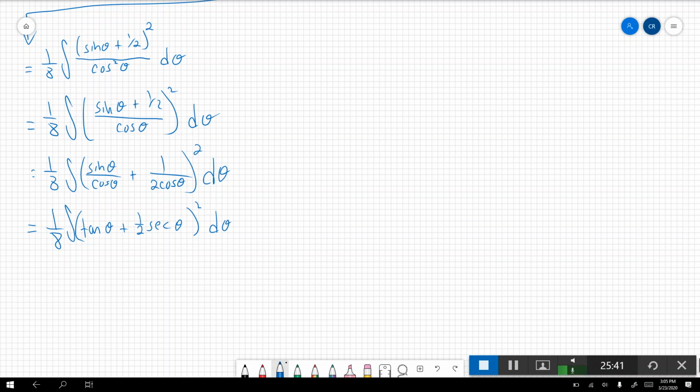So we can go through and use our expansion using distribution. So this is going to be 1/8 multiplied by the integral of tangent squared theta plus tangent theta secant theta plus 1/4 secant squared theta. Nice. Look at that. That's really good. So now we're at this point in time. So what we want to do here is try to integrate term by term.